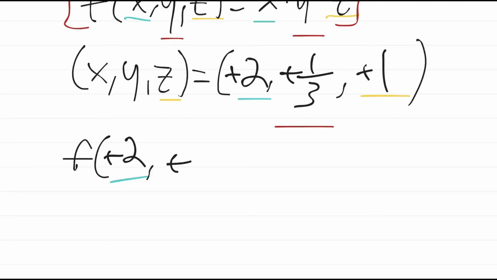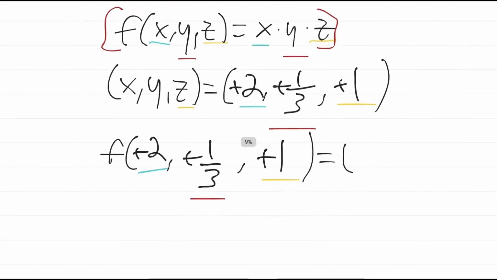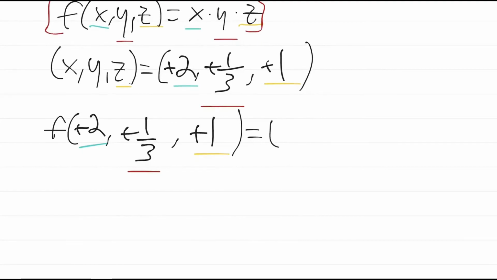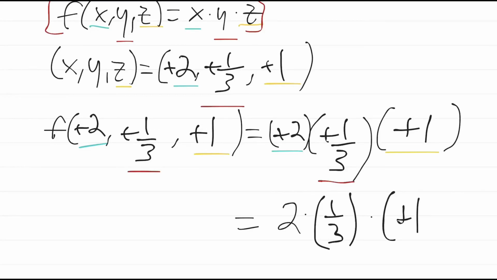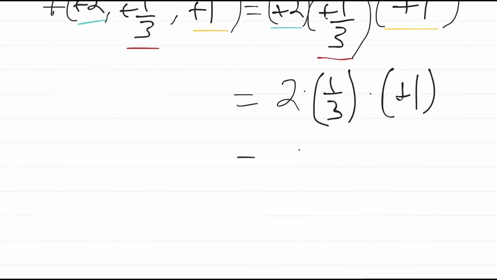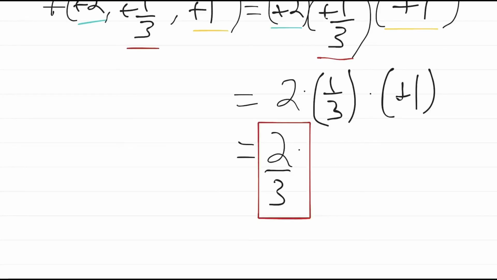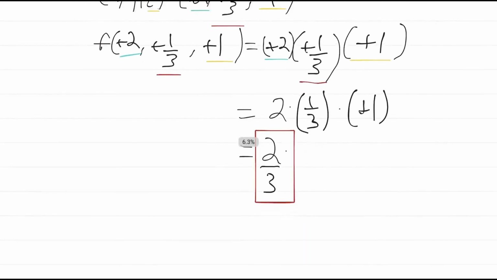So now our function evaluated at x, y, z, which is the point 2, 1/3, 1, is equal to x times y times z. So positive 2 times positive 1/3 times positive 1. When we simplify this, we get 2 times 1/3 times 1. All we're doing now is simply computing. We know the 1 won't affect the final outcome. 2 times 1/3 is equal to 2 over 3. And that's our answer for this Lagrange multiplier problem.